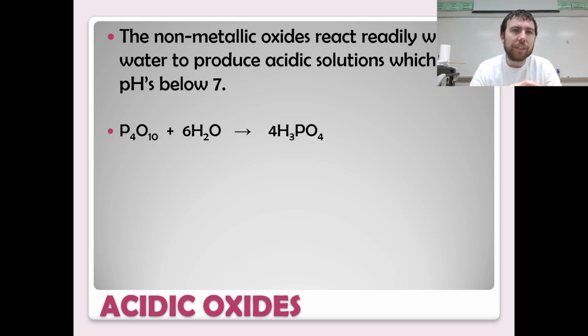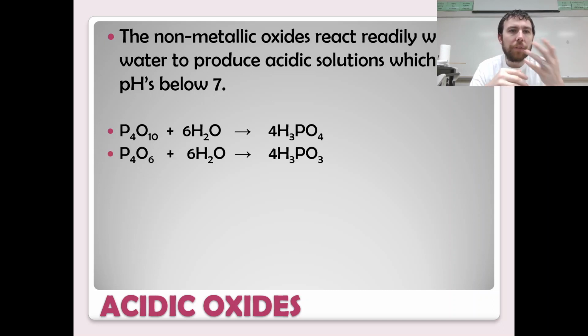So for example, the tetraphosphorus decoxide plus 6 water yields phosphoric acid, 4 moles of phosphoric acid to be precise, right? Now, phosphoric acid is one of our acids. Then if you've got P4O6, tetraphosphorus hexoxide, plus 6 waters, you end up with 4 moles of phosphorous acid, right? So those are 2 different oxides of phosphorus.